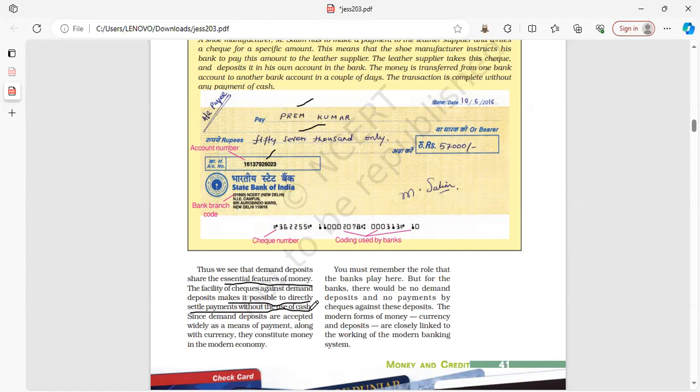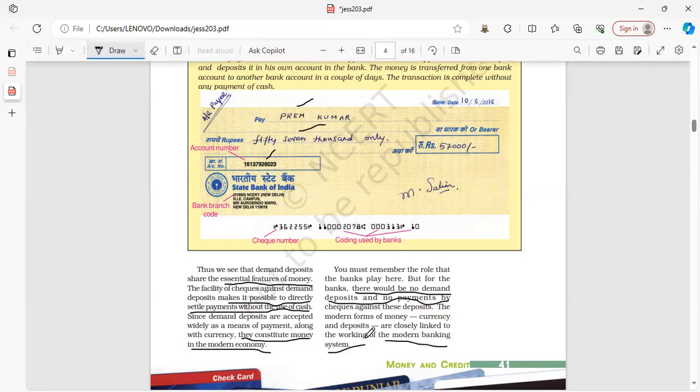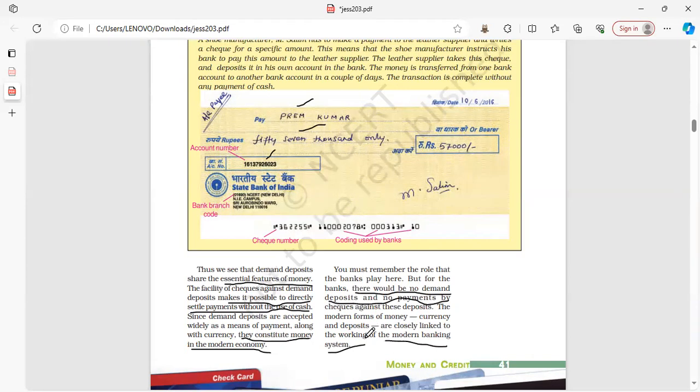Since demand deposits are accepted widely as a means of payment along with currency, they constitute money. So because of this reason, it is also a form of money. It is doing all the functions of money. Now you must remember the role that banks play here. But for the banks, there will be no demand deposits and no payments by checks against these deposits. If banks are not there, you cannot have a demand deposit. You won't be able to make payments using checks. The modern forms of money, currency and deposits, are closely linked to the working of the modern banking system. Hopefully you understood the topic.